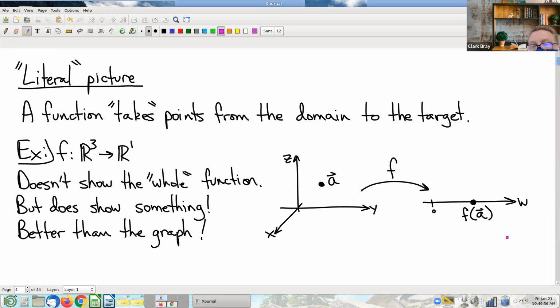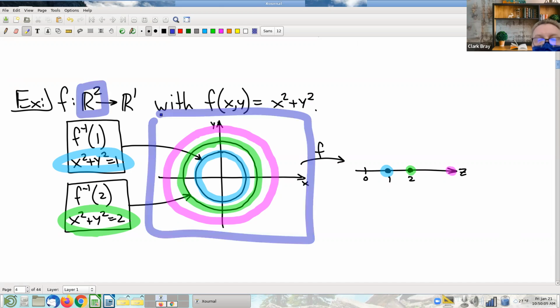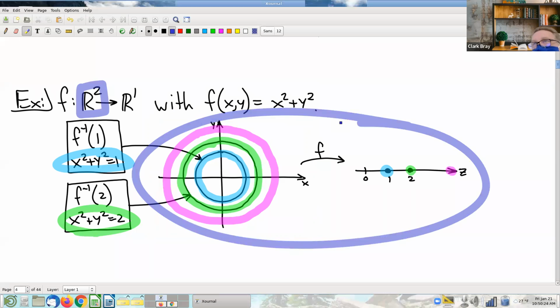But this is just a picture in the domain. So R2 is the domain. The level sets live inside of the domain. Isn't this whole thing a literal picture? Yes, you're right. This is a literal picture of the function. Sorry, I misunderstood your question.